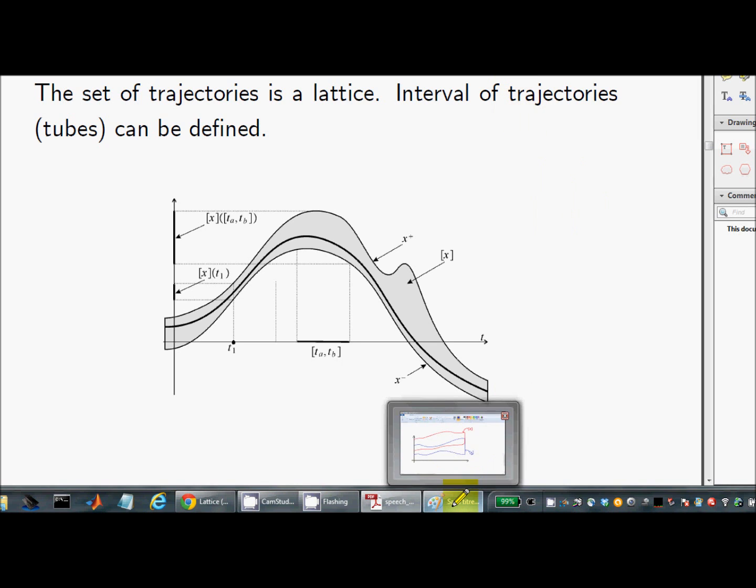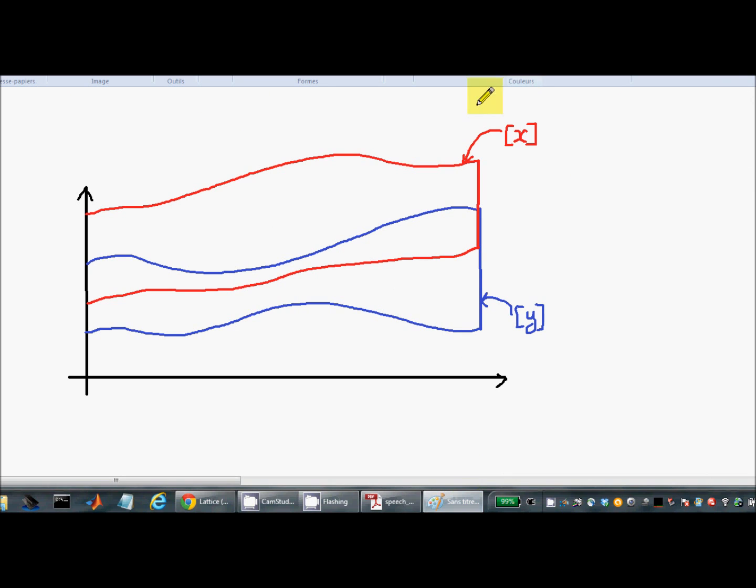Let me just illustrate here. Consider that I have two interval trajectories, or two tubes, which is equivalent, x and y. The intersection between these two tubes is this one. The green part corresponds to the intersection between x and y. The union, I will draw now, for instance in yellow, it will be this, this, and also this. So this corresponds to the union.